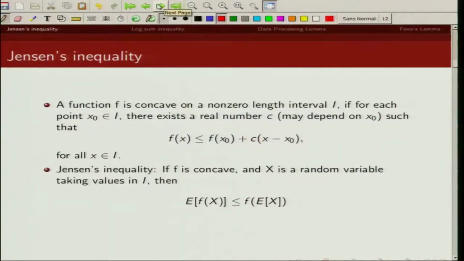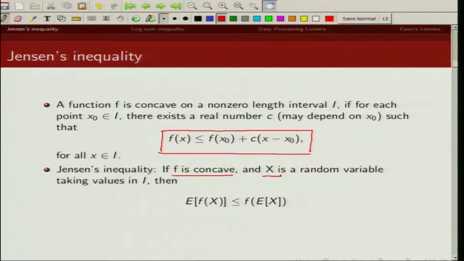Now we will use this result to obtain Jensen's inequality, which says: if the function is concave and we have a random variable x that takes values within the interval over which f of x is defined and concave, then the expected value of the function is less than or equal to the function evaluated at the expected value of x. Now let us look at the proof, which we will get from this result.